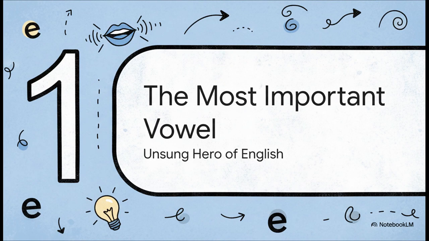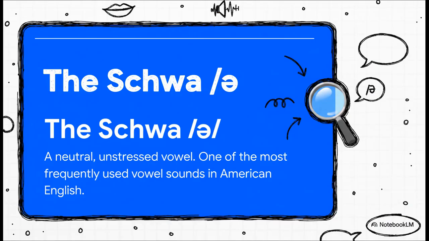Okay, let's jump right into section 1, the most important vowel. I love calling it the unsung hero of American English, and you're about to see exactly why. So here it is, the schwa. You see that phonetic symbol there? That's our guy. Simply put, the schwa is a super short, totally neutral vowel sound. And the key, the most important thing to remember, is that it only ever shows up in unstressed syllables. You can think of it as the default sound your mouth makes when it's just relaxing. And that's exactly why we hear it all the time in American English.